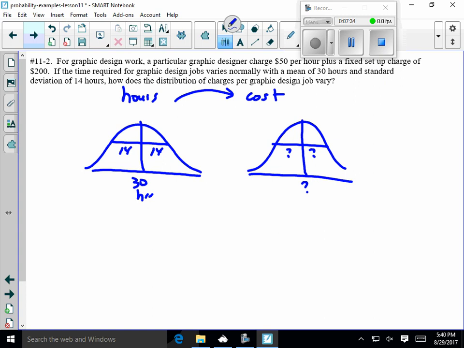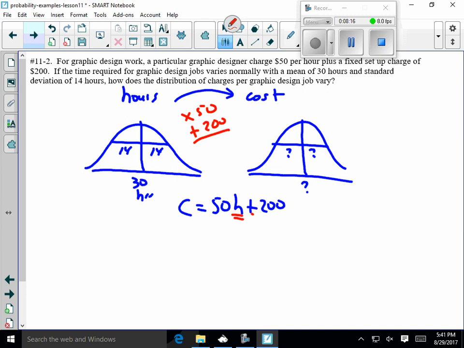So what is going to happen when we try to transform hours into cost? Well, we could create a formula for that. We could say the cost is $50 per hour, so it's 50 times the number of hours plus a fixed setup cost of $200. So what's happening here as we transform is we're taking the number of hours and multiplying by 50 and adding 200. So there's a multiplication step and there's an addition step here. All right. So the thing to remember is that multiplications affect everything, but additions only affect measures of center. They don't affect measures of spread.